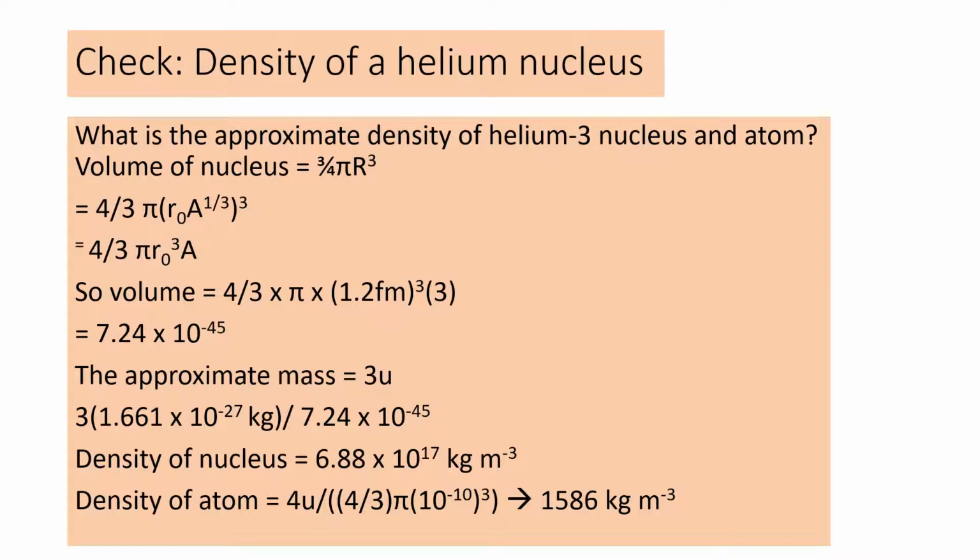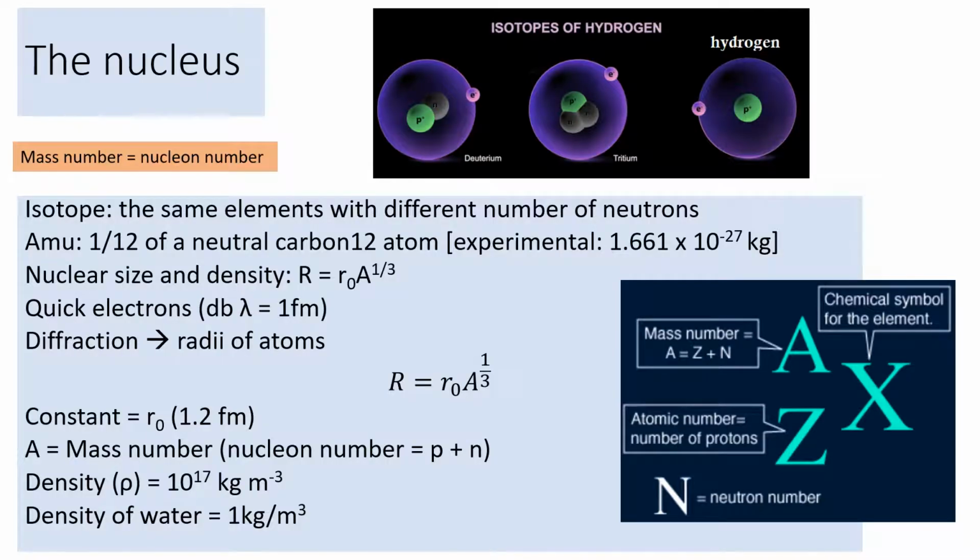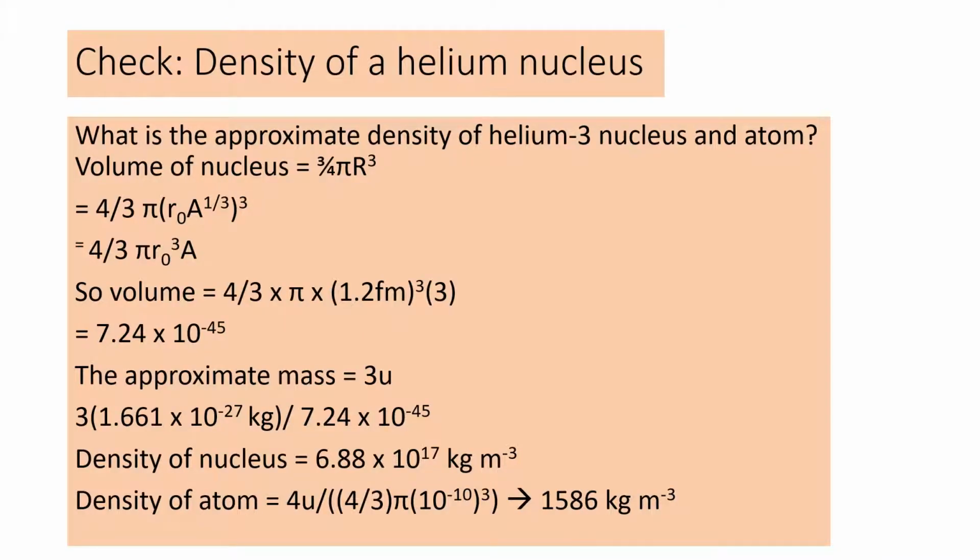The approximate mass of the helium-3 nucleus is 3 multiplied by the atomic mass unit, and u was 1.661 times 10 to the power of minus 27. So the approximate density is mass over volume, so you do 3 times 1.661 times 10 to the power of minus 27 kilograms, all of that divided by the volume, which is 7.24 times 10 to the minus 45. So mass over volume gives you the density, which is 6.88 times 10 to the power of 17 kilograms per meter cubed.